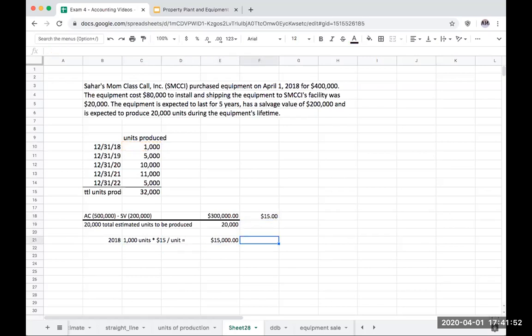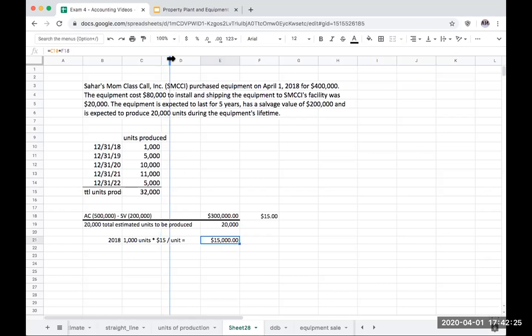What is really important here is that if I was doing this using straight line or double declining balance, I would need to multiply this result by 9/12. And the reason is because those are methods where it's a function of time. I do not do that here, right? So what I'm doing here is that I basically produced 1,000 units, multiplied it by my rate per unit of $15, and that's going to give me $15,000.